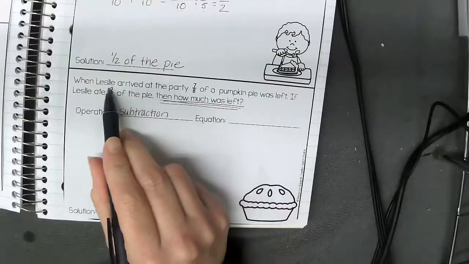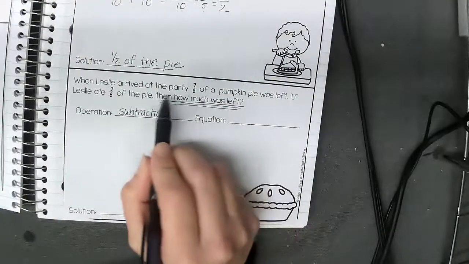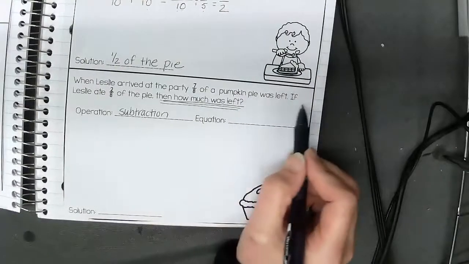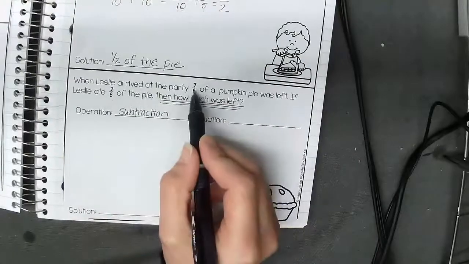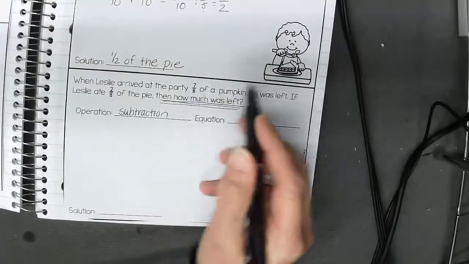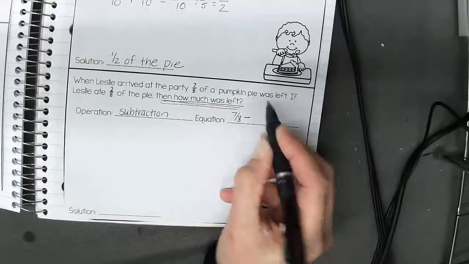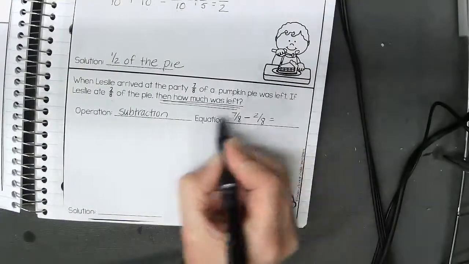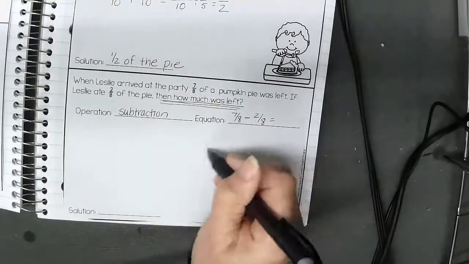So when Leslie arrived at the party, there were 7/8 of a pumpkin pie. So let's pretend that there were 5 pumpkin pies, and Leslie ate 2 of the pies. Well, then I would take 5 minus 2 to get an answer. So in this case, I'm going to take 7/8 because that's how much pie was there when she came and started, and I'm going to subtract 2/8. And this is our equation. All right. Our solution will occur down here.